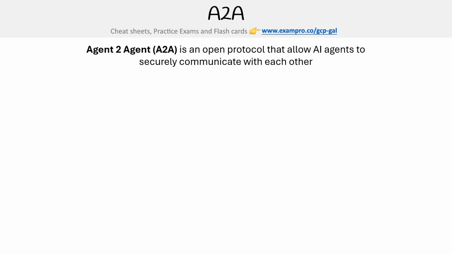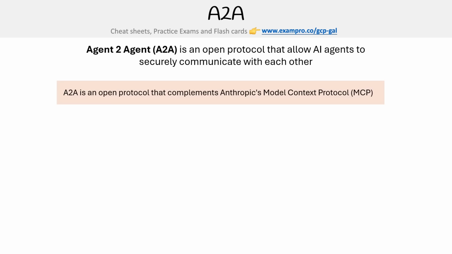Well, let us take a look here at A2A, also known as the Agent-to-Agent Protocol, an open protocol that allows AI agents to securely communicate with each other. Specifically, this protocol is made by Google, so that would be a reason why we would show this in the Google course. A2A is an open protocol that complements Anthropic's Model Context Protocol.